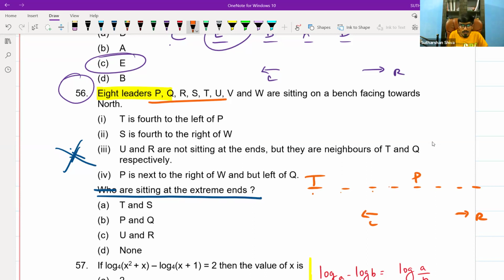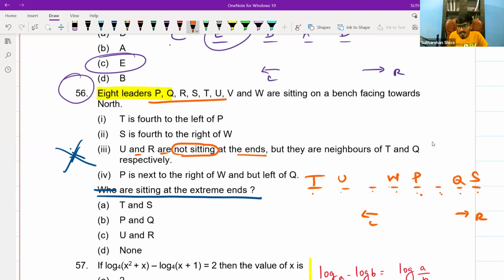S is fourth to the right of W. So S is to the right of W. Right means 4 positions I need. 1, 2, 3, 4th. Fourth position only. So I fix W over here. So if I fix W over here, S will become in this position. U and R are not sitting at the ends. Fine. But they are the neighbors of T and Q. So I will put U over here. I will put Q over here.